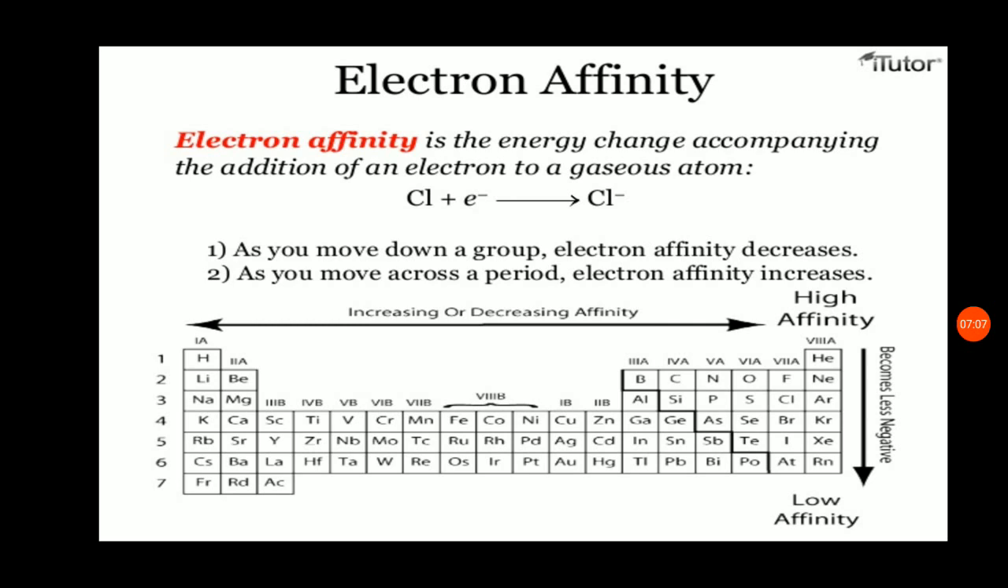Trends in electron affinity. As we move down the group, electron affinity decreases because of the increase in size. The extra electrons enter a different subshell. Nuclear charge decreases, which increases the shielding effect. As we move across the period, electron affinity increases because size decreases, the electron enters the same subshell, and nuclear charge increases.